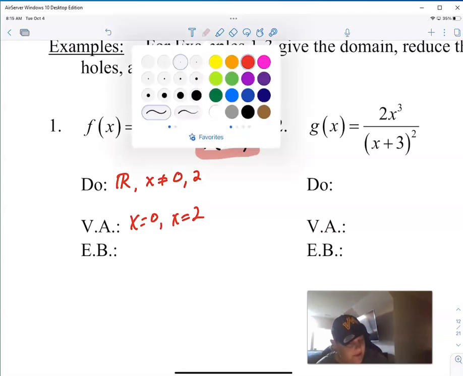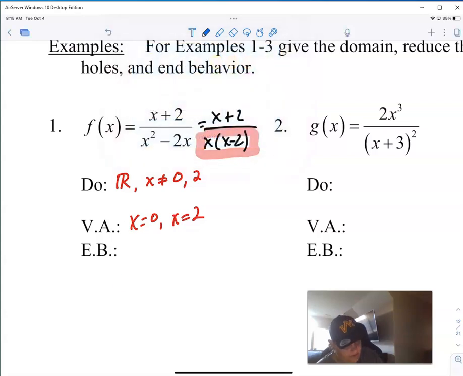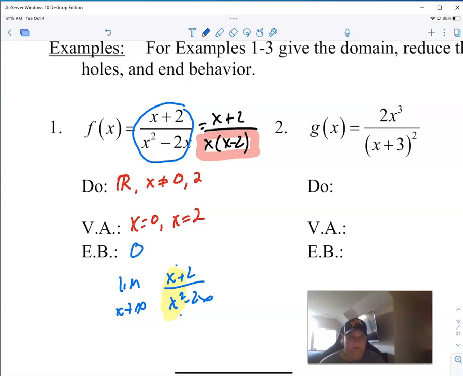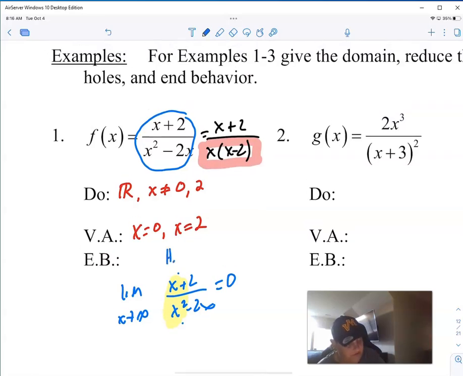Okay? My end behavior, all right, let's check this out. Limit as x goes to infinity. Check it out. The degree of the bottom is bigger than the degree of the top, 2 and 1. Right? So my end behavior is it goes to 0. So the limit as I approach infinity goes to 0. And then what I should write, excuse me, is I have a horizontal asymptote at y equals 0. Okay? Those are the different things that we are looking for.